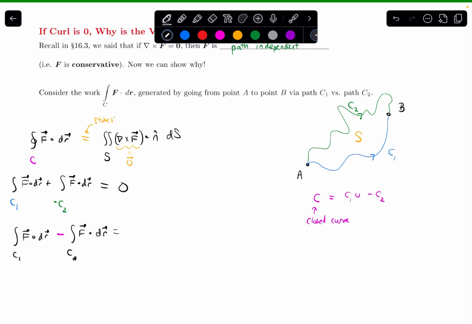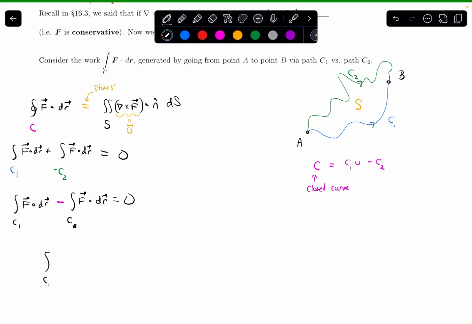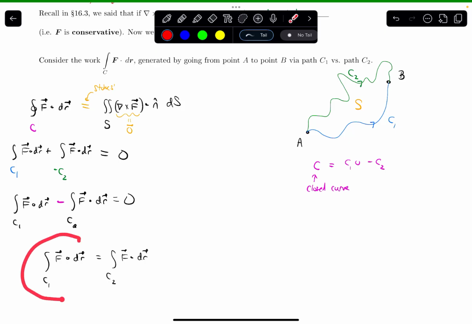F dot dr, and that equals 0. And now, because I have this negative integral, I can move that to the other side to make it positive. And that gives me the line integral over C1 of F dot dr. Well, that's going to be equal to the line integral over C2 of F dot dr. In other words, the work done by the vector field along this path C1 equals the work done by the vector field on the particle along the path C2.